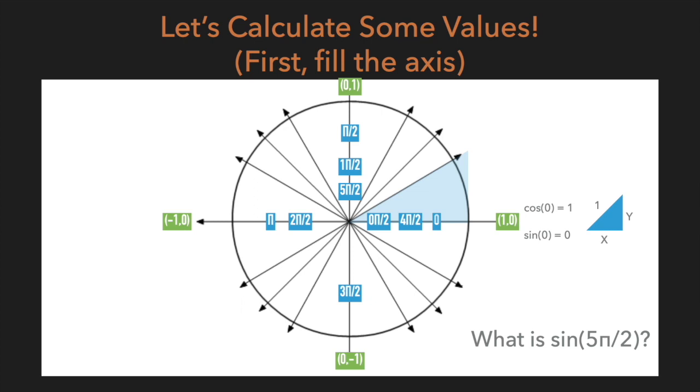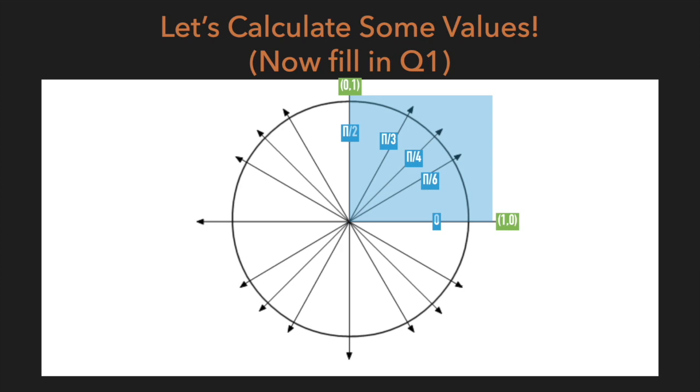Notice how it's 5 times pi over 2. Well, we know what pi over 2 is. It's just 90 degrees. And so we go 90 degrees times 5, so 1, 2, 3, 4, 5, and we end up at this specific value. And the sine is the y coordinate, which is 1. Okay, well, let's go ahead and fill out some more.